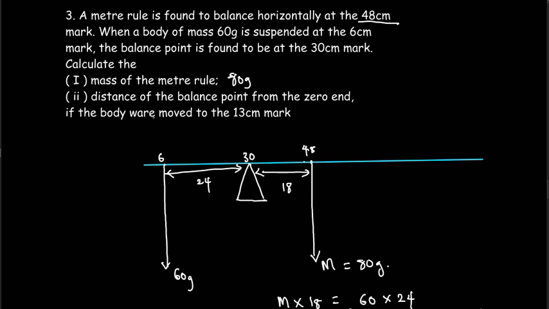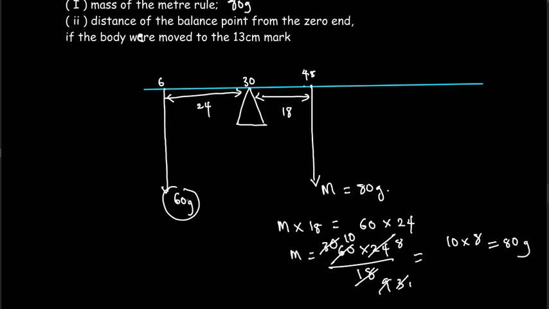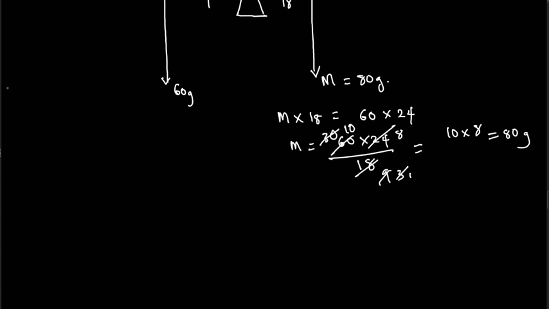Now, calculate the distance of the balance point from the zero end if the body were moved to the 13 cm mark. Now, there are two changes. If we move this body, 60 gram is the body I'm referring to, to the 13 cm mark, which is somewhere around here, then what is going to be the new balance point such that the meter rule will balance horizontally? For that, we have to sketch another diagram with those changes. The only difference now is we already know the mass of the meter rule.